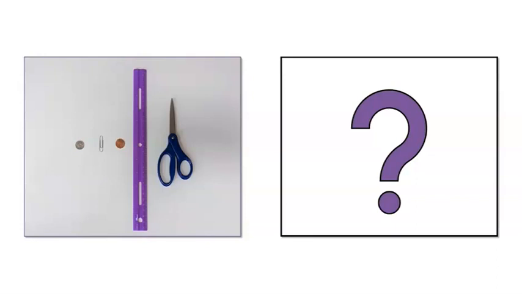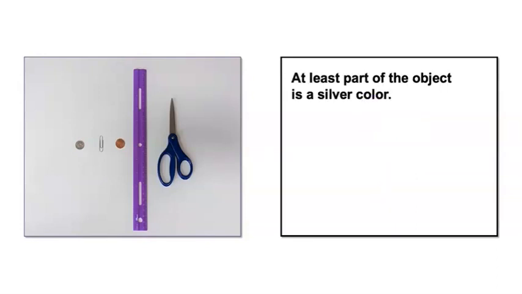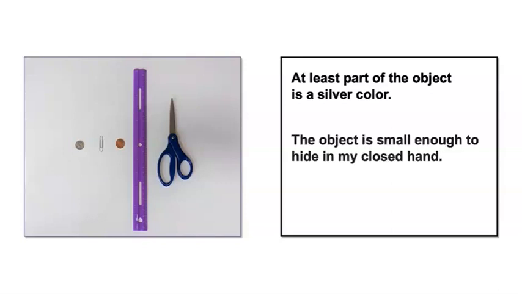Are you ready? Clue 1. At least part of the object is a silver color. Clue 2. The object is small enough to hide in my closed hand. Clue 3. The object is the shape of a circle.